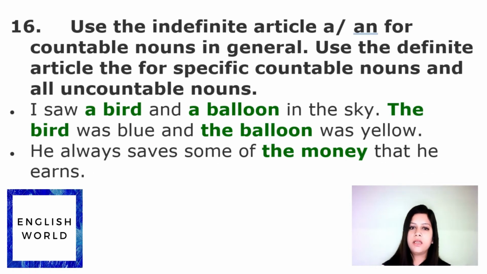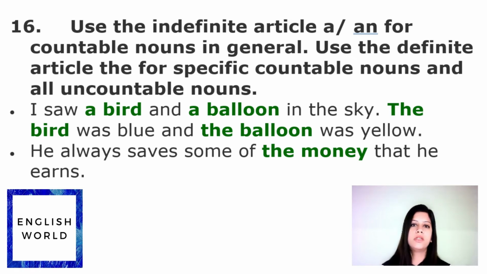Use the indefinite article a or an for countable nouns in general. Use the definite article for specific countable nouns and all uncountable nouns. If you want to tell about some noun for the first time, you will use a or an. An is used with vowels. The words that begin with a, e, i, o, u, you will put an. That means one. Simply it means one in number. An apple, an aeroplane, an egg. So in these you will say an. Otherwise you will simply say a.